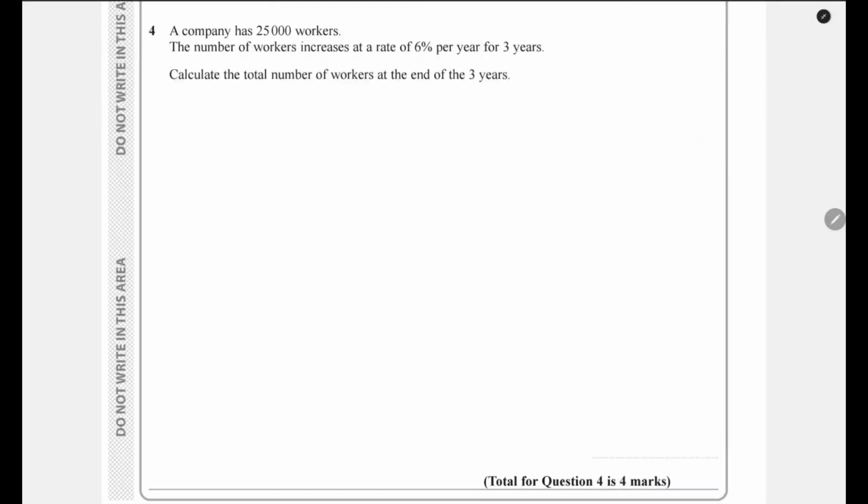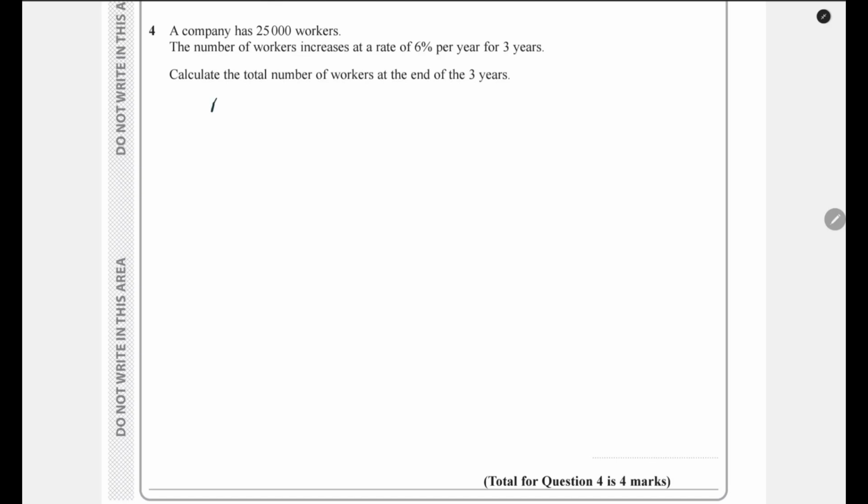Question 4 says, a company has 25,000 workers. The number of workers increases at a rate of 6% per year for 3 years. Calculate the total number of workers at the end of the 3 years. So this is very similar to a compound interest question that we'd have if we had a financial question.